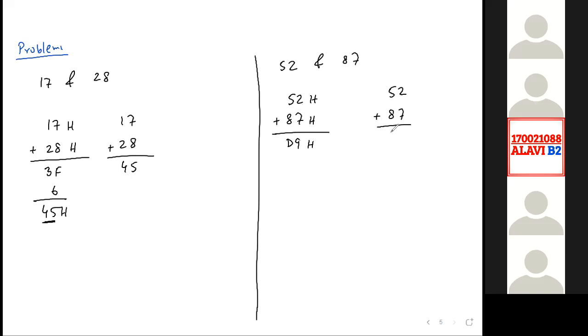Sir, 139. Yeah. So now tell me, how can we go to 139 from D9H? Sir, it's already in that format. Which format? D means 13, sir. Is D a BCD number? 60, sir. Yeah, so we need to add another 60. If you add 60, the result you get is 139.